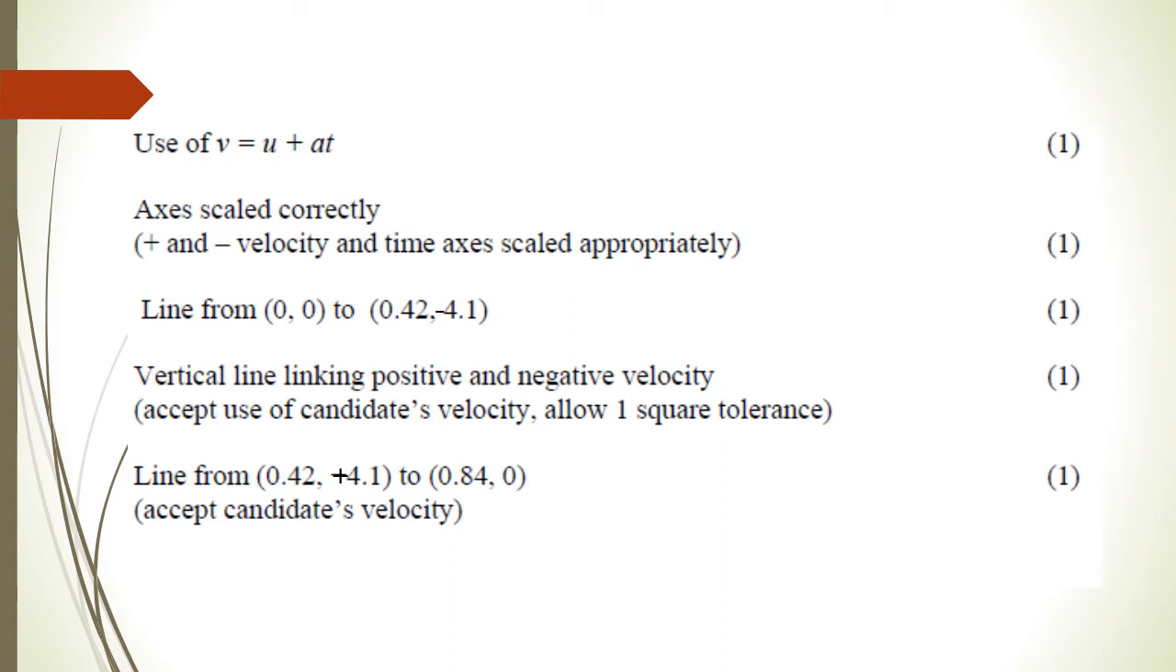Then a vertical line linking positive and negative velocity. Means that vertical line represents the direction of velocity changes. Then after that a line from 0.42, plus 4.1, to 0.84, 0. So if you include all these you will get 5. Okay. Then let's see the next question.